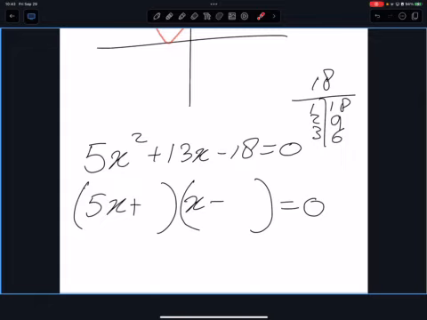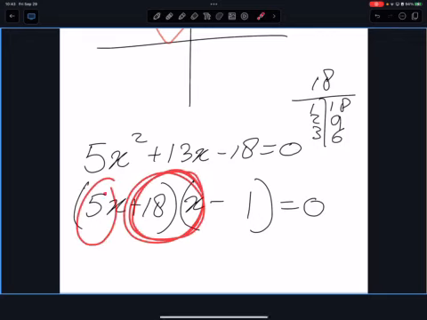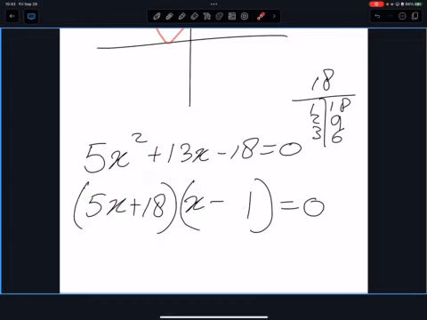Why 1 and 18? I place 18 here and 1 there. 18x minus 5x is positive 13x. Boom, that's the answer immediately. That's how quick you should be able to do it in tests.